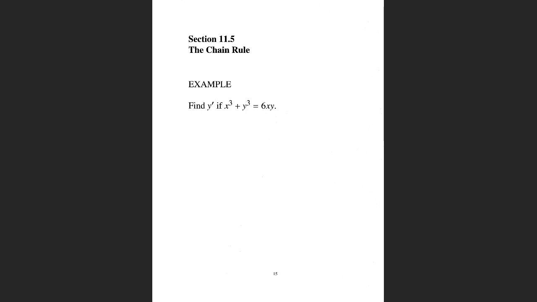Okay, let's take a look here now at this. So, I have here x cubed plus y cubed equals 6xy. And I want to find y prime. In other words, I want to find dy dx. So to find dy dx, what am I going to have to do here? What procedure would you normally do to find dy dx, given that x cubed plus y cubed equals 6 times x times y?